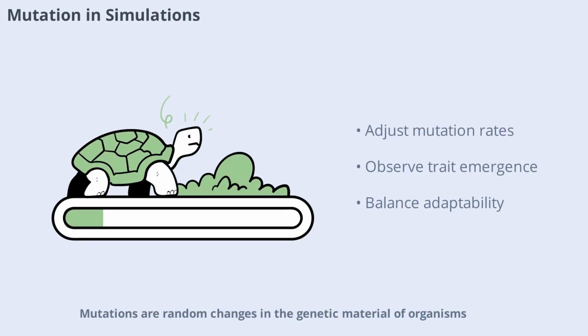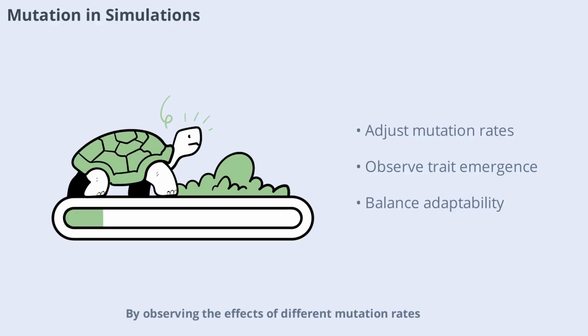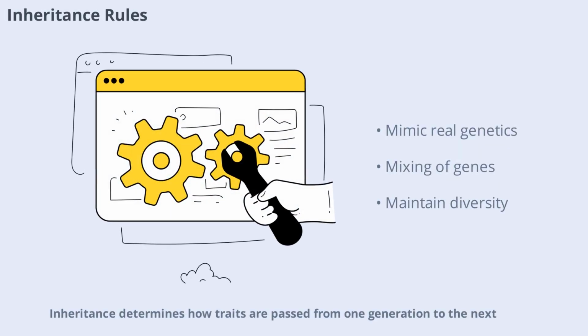Mutations are random changes in the genetic material of organisms. In simulations, mutation rates can be adjusted to see how quickly new traits appear and spread. Some mutations are neutral, some are beneficial, and others are harmful. By observing the effects of different mutation rates, researchers can better understand the balance between stability and adaptability in evolving populations.